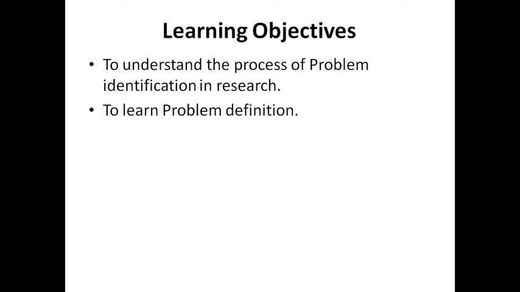Well, in my earlier tutorial, you have already learned the research process. You came to know the various steps in the research process. There, you learned that the very first step in a research process is problem identification or formulation of the research problem. In this tutorial, you are going to learn the process of problem identification and learn the problem definition.